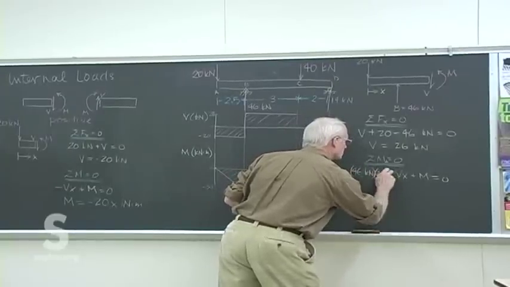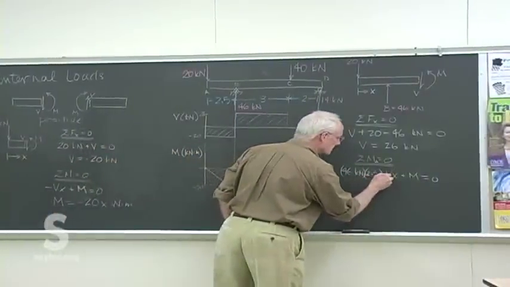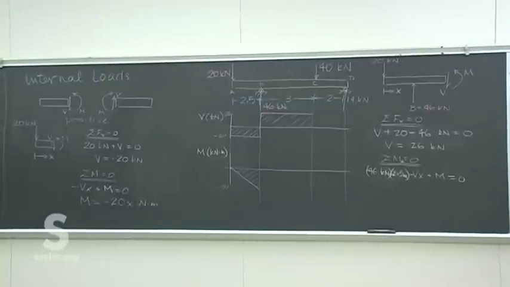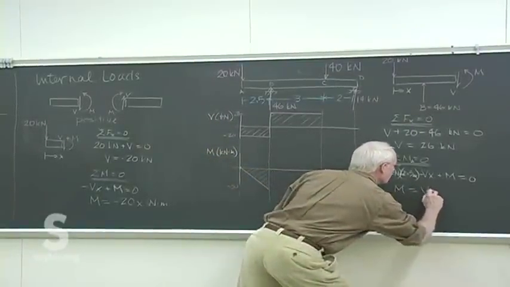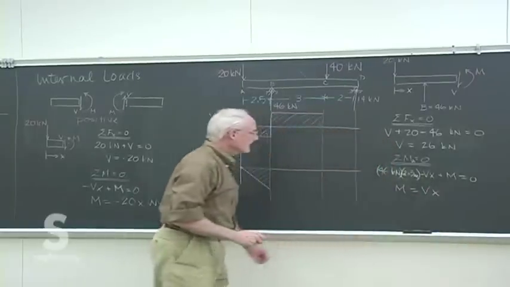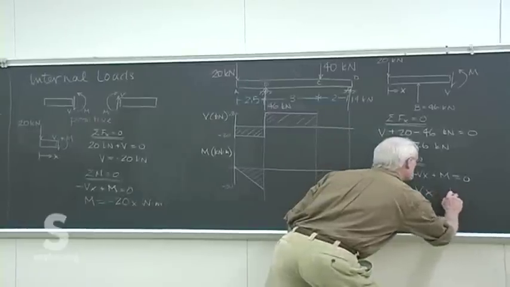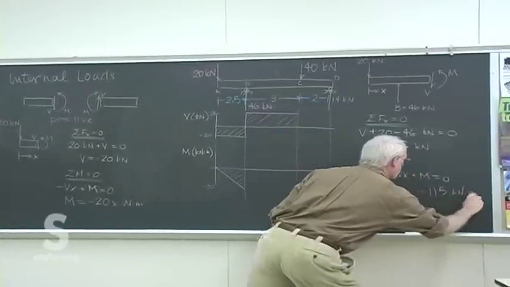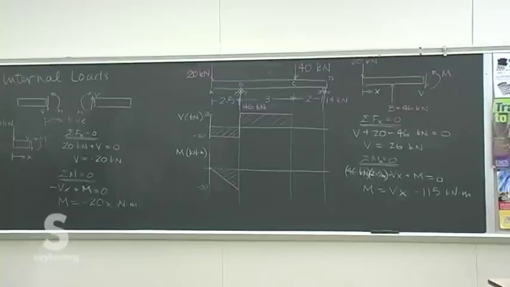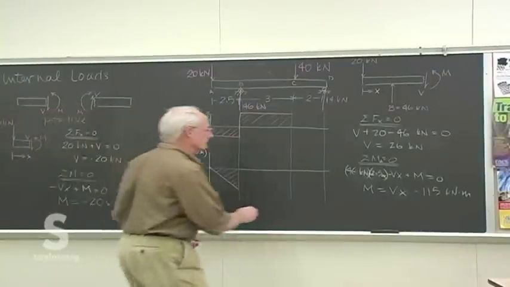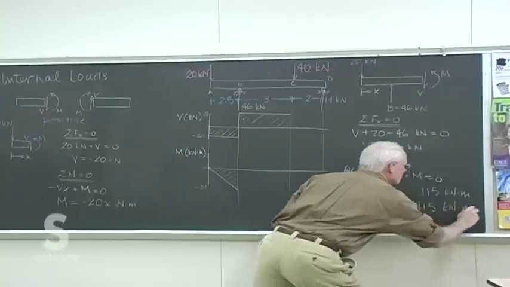We all need a review on this. There we go, fixed. If you remember, we've got lots of double checks that would catch all the little troubles here and there anyway, so then we get, solving for M, 46 times 2.5 is 115. And the V that we had in there is the 26. So, yeah, we're okay. M equals 26x minus 115 kilonewton meters.